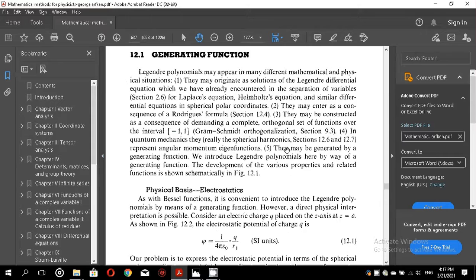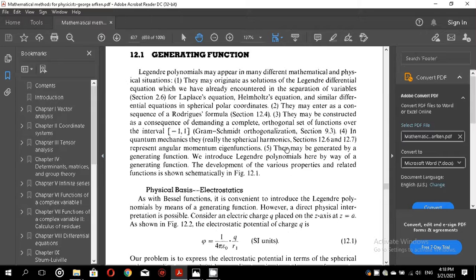So remember that I told you that Bessel's differential equation is the most common equation in physics, and the next common equation is the Legendre differential equation, which we have already solved, and you can see the series solution on this topic from any standard book.